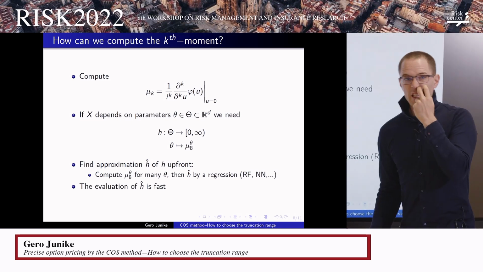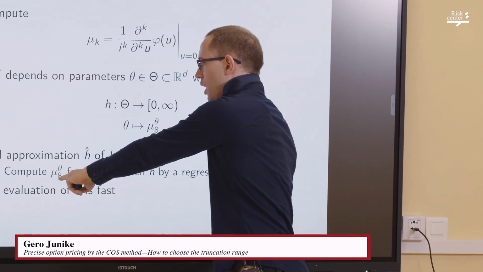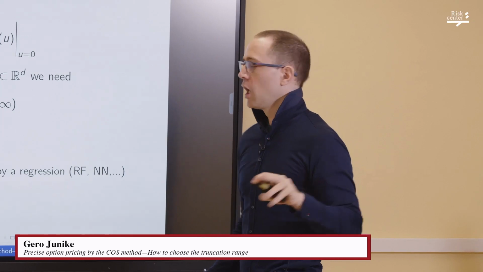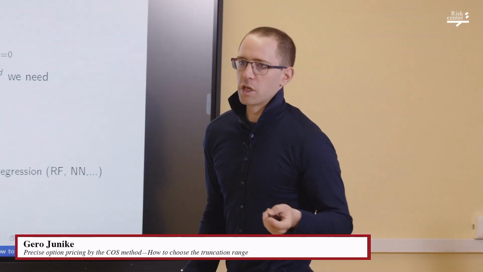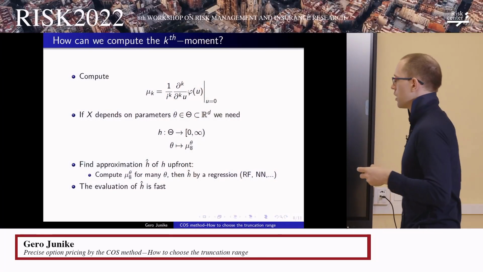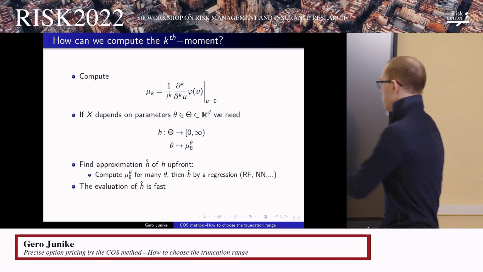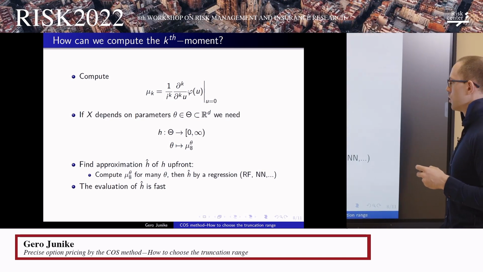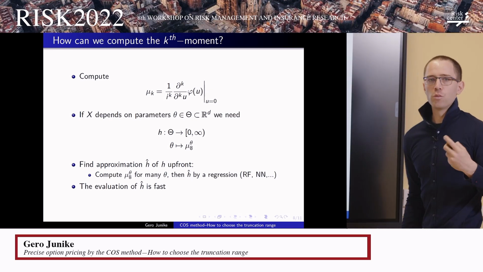And how can we find that? So we can compute mu h for many different theta just once, and then define h hat by a regression. You can choose your favorite regression, like random forest or neural network or whatever you prefer. And the evaluation of h hat is assumed to be very fast.